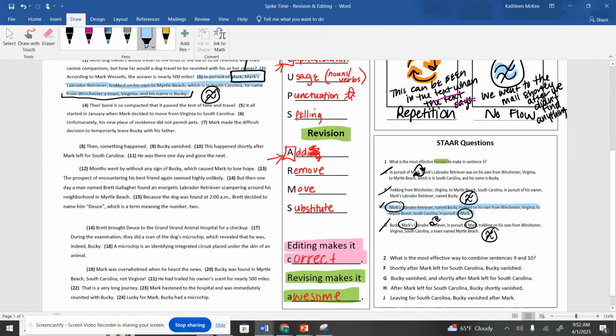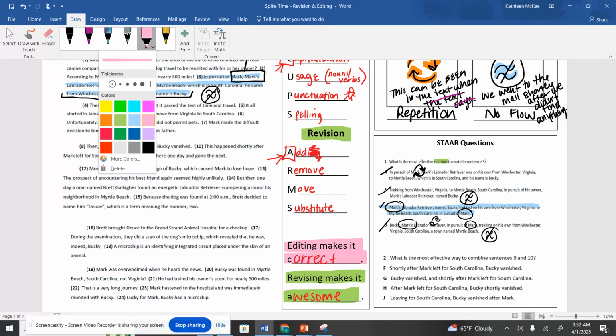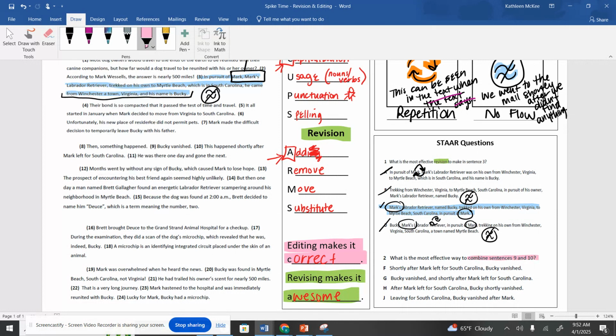Okay, the last one. We are going to combine. It says, what is the most effective way to combine sentences 9 and 10? So let's find 9 and 10. This is important here, okay? Here's 9 and 10. It says, then something happened. Bucky vanished. This happened shortly after Mark left for South Carolina. He was there one day and gone the next.